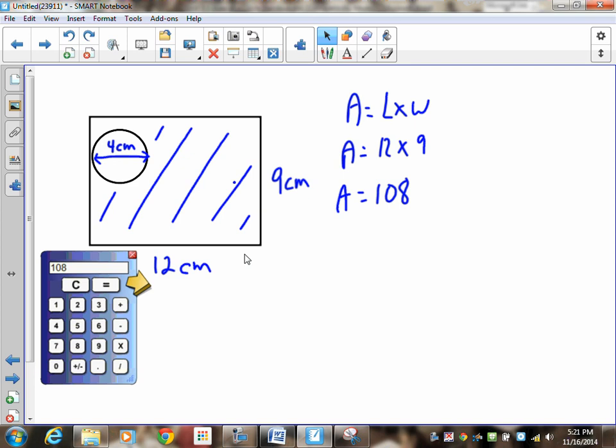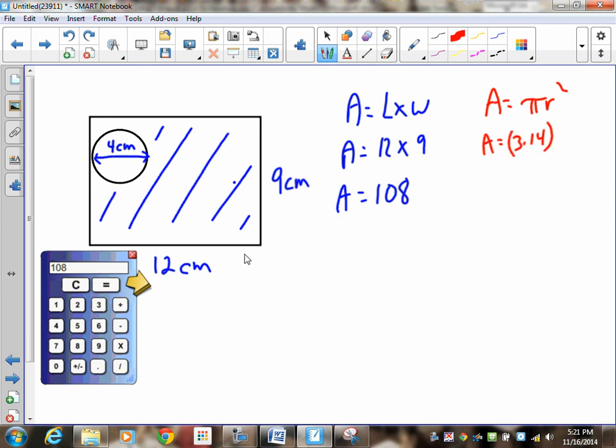Okay, so now I have to do the circle. The circle area is equal to pi r squared. So area in this case is 3.14. My radius is kind of tricky here. I only gave you a diameter, so this time my radius is 2. So 3.14 times 2 squared is 12.56.